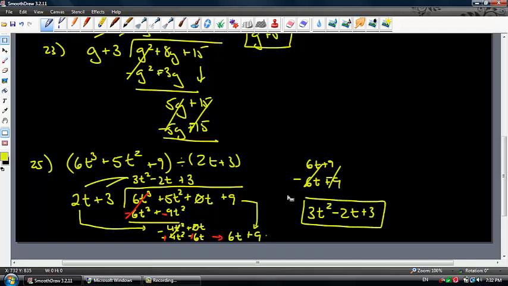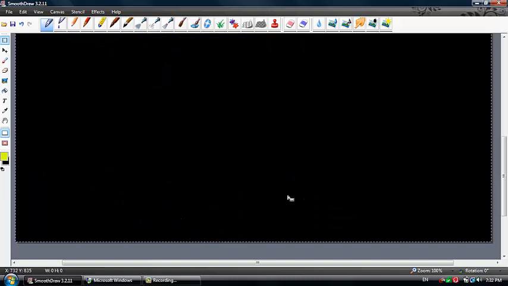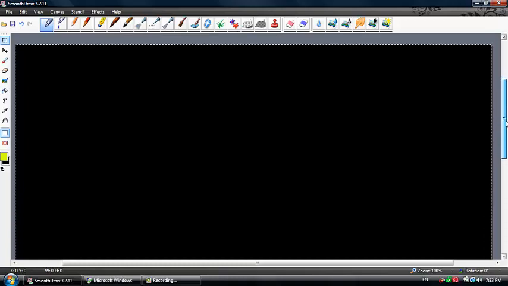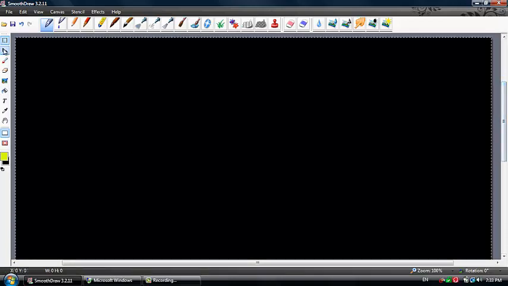So there go the first 3 problems. Let's go ahead and take care of the next 3. I'm going to use synthetic division for the next 3, just to show you that that option exists. Number 27 is 5y to the third plus y squared minus 7 divided by y plus 1.